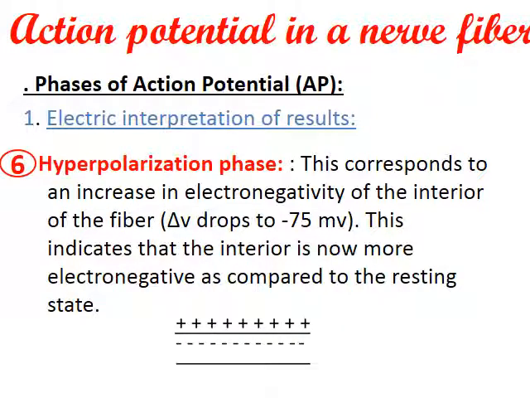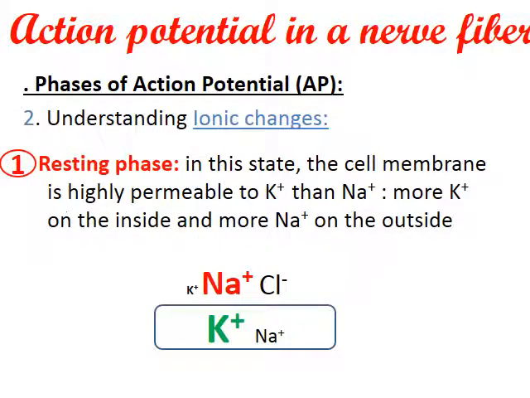6. Hyperpolarization. Hyperpolarization corresponds to the increase in the electronegativity of the interior of the nerve fiber, where delta V drops to about minus 70 millivolts. This indicates that the interior is now more negative compared to the resting state. Now we're going to move to understanding the ionic changes.